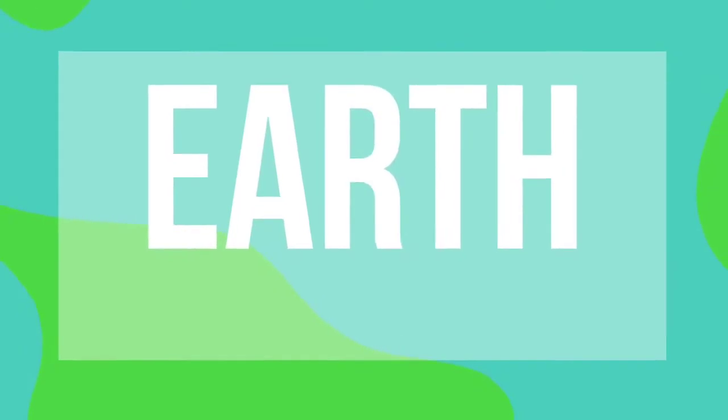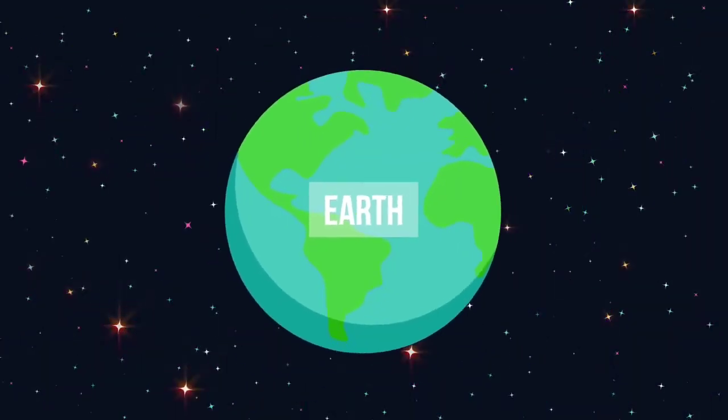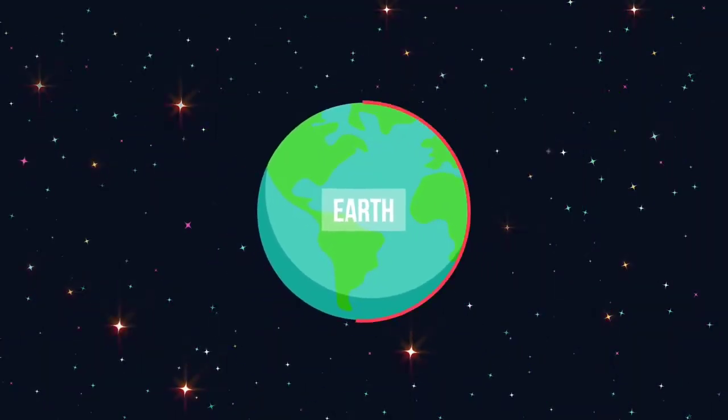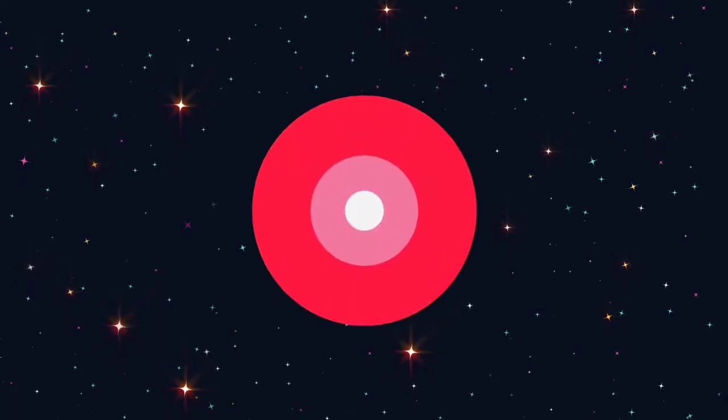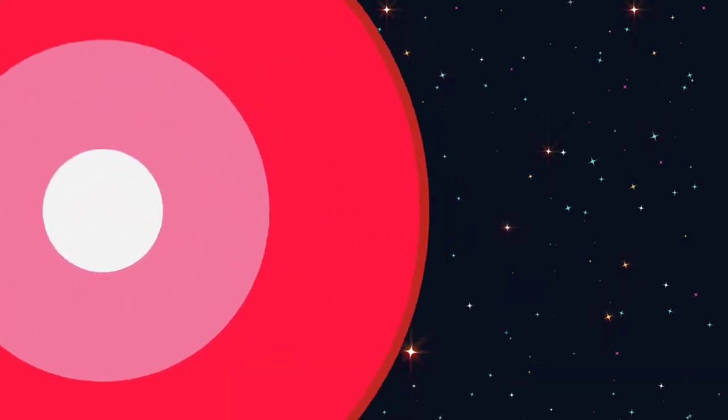A huge mass traveling through space that orbits the Sun. But what is the layer of Earth you are on right now called? And do you know what all the layers that form our planet are called? Earth has distinctive layers within it.